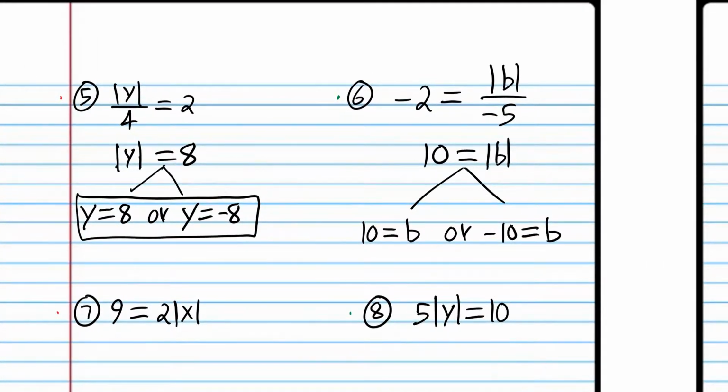And again, you can plug in, so absolute value of 10 is 10, divided by -5 is -2, that worked. Absolute value of -10 is 10, 10 divided by -5 is -2, that worked also.